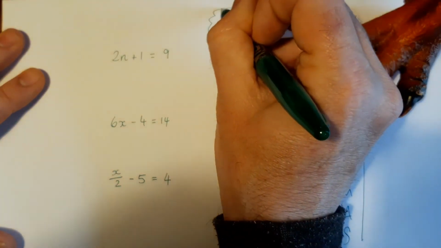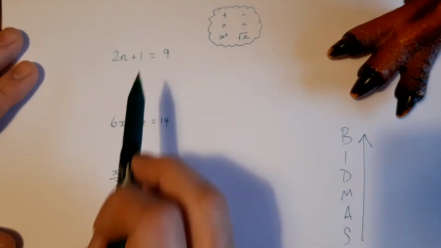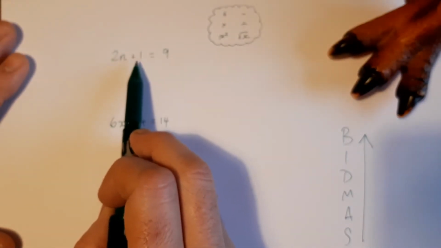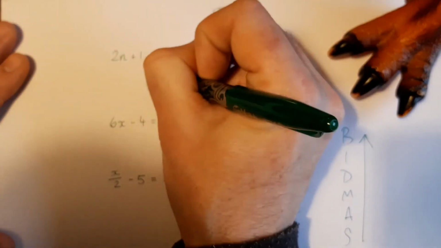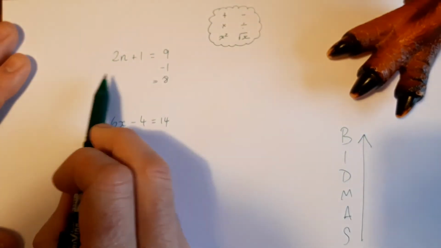Right, let's do this then. 9. Working backwards, the inverse of plus 1 is take 1. So 9 take 1 equals 8. 2n is left.